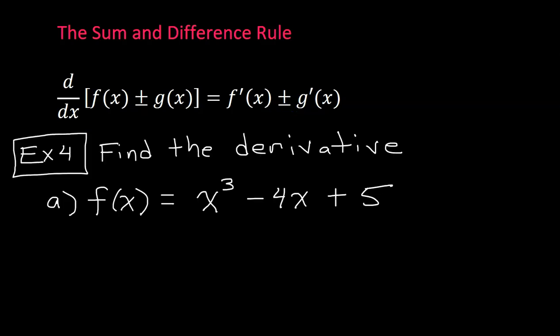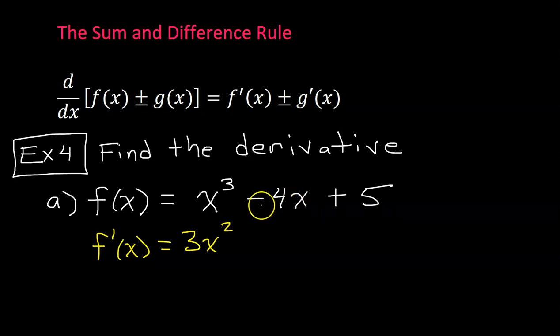The sum and difference rule is awesome because it allows me to now take the derivative of any polynomial really easily. So f prime of x will equal... So again, the sum and difference rule just tells me I can take the derivative of each term separately. So the derivative of x to the 3rd power, using the power rule, I pull that 3 to the front and reduce the power by 1. Boom, that term's done. Now I'm going to take the derivative of negative 4x.